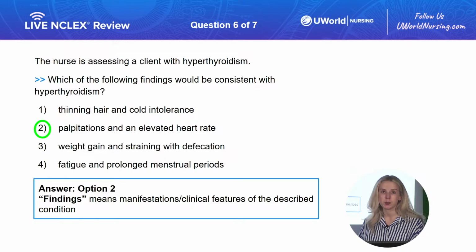Three, weight gain and straining with defecation. Weight gain is going to be consistent with hypothyroid. Hyper, we're going to see weight loss. And straining with defecation connotes constipation, whereas in hyperthyroid, we're more likely to see diarrhea and that GI distress. Lastly, fatigue and prolonged menstrual periods: we're more likely to see amenorrhea, which is the lack of menstrual periods, or irregular cycles, not prolonged ones. That's going to be something more consistent with hypothyroid. So again, option 2 is the only option where both symptoms are consistent with the hyperthyroid diagnosis.